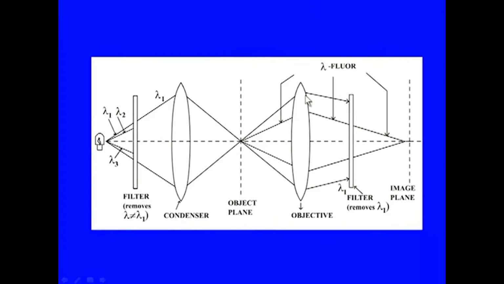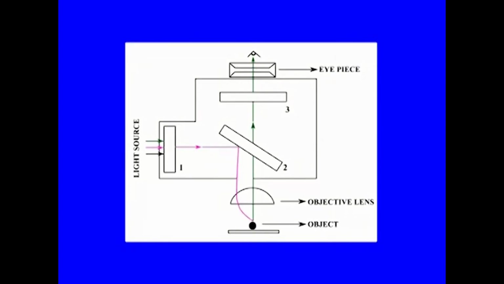Now, as we go along, if you can see that after the objective lens, another optical filter has been placed, and this optical filter is not allowing the excitation wavelength, but rather it is allowing only emission wavelength to pass through. So, this optical filter is different from optical filter number 1, and finally, you get image in the image plane.